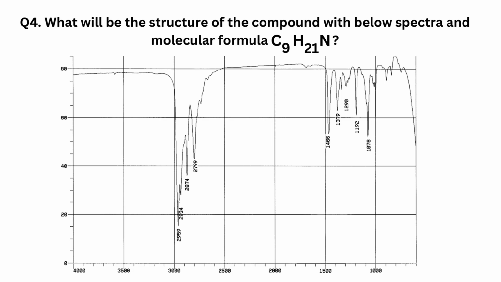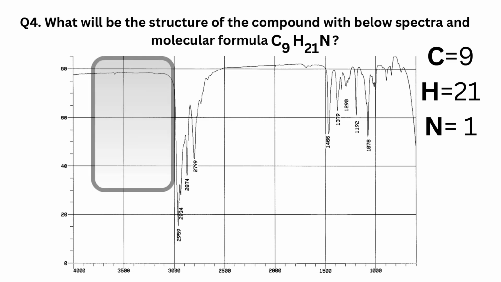If you see the molecular formula, the compound contains only carbons, hydrogens, and nitrogen. That means it is an amine. But if you see the spectra, you do not see any peak around 3400, which means there is no NH stretching. That means the amine is tertiary, because primary will give a double peak, secondary will give a single peak, and tertiary amine will not give any peak in this area. So primary and secondary amines are out. Remaining option is tertiary amine.